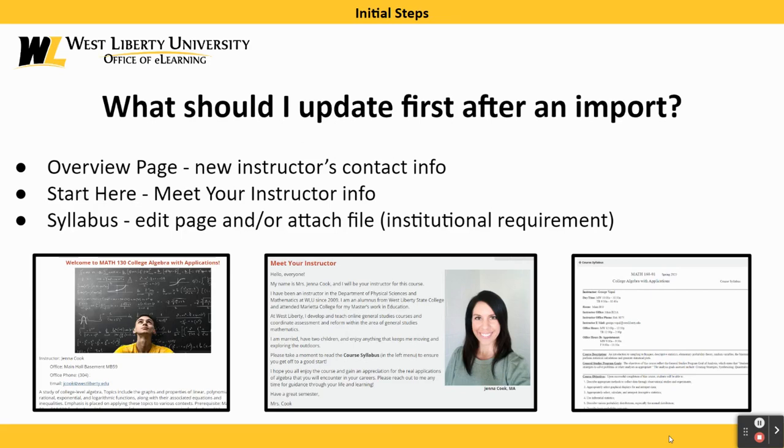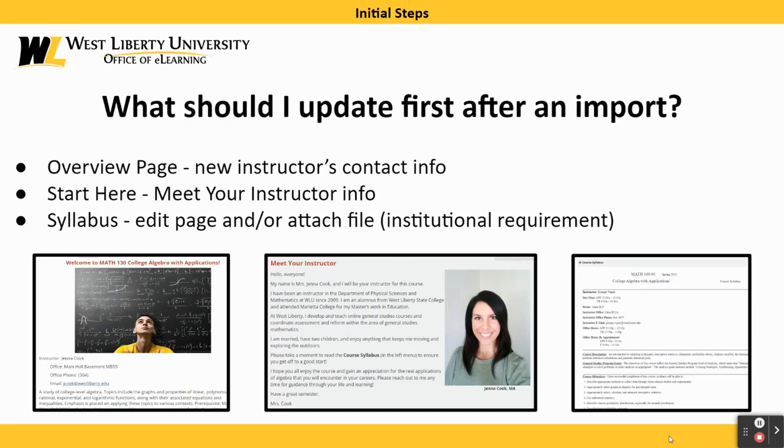What should I update first after an import? There are three key locations that students will access first in a new term: the overview page, Start Here, and the syllabus. It is important to update the instructor contact information on the overview page, since this is the first visual students will see when visiting a course for the first time. This includes instructor's name, email, phone, and/or office location.